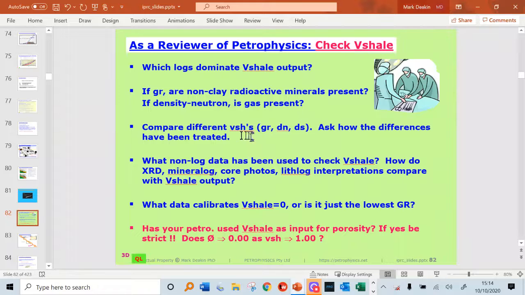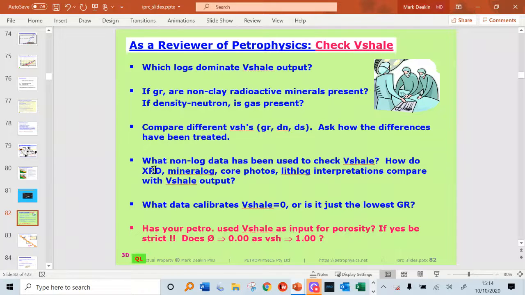And of course you need to compare different values, different evaluations of vshale: gamma ray, density neutron, density sonic. You've got to understand why they exist and how they've been treated in your final evaluation of your vshale or lithology. And then, have you looked at all the other data?